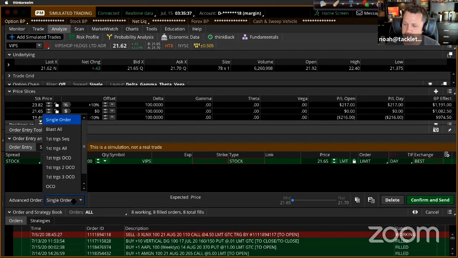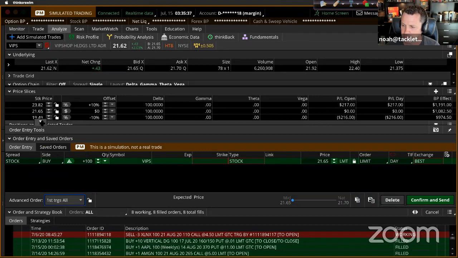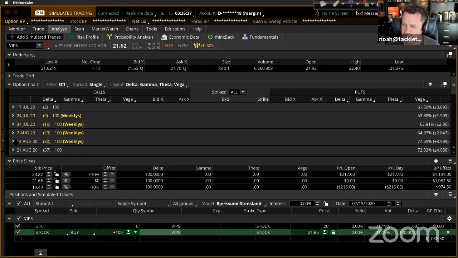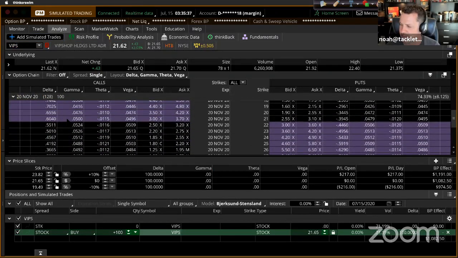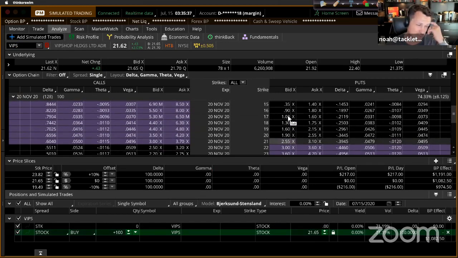At the same time I'm putting on the trade, I can do a blast all or a first trigger sequential. I usually would do that one, or first triggers all. And then I just go buy the put I want. Let's say I wanted to buy long-term insurance through November. I just wanted to cover my asset. I'm buying the stock here at 21.65. And another great way to think about it, when it comes to trading options, if you're new to options, one of the easiest ways to understand options is to use analogies for insurance.